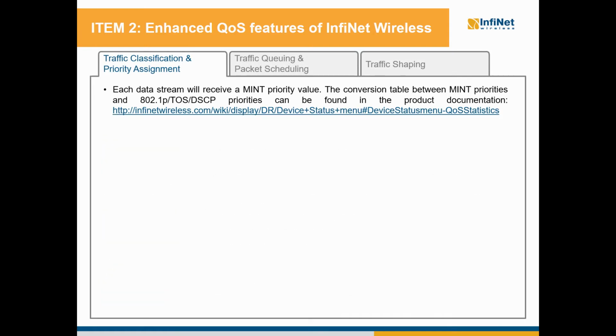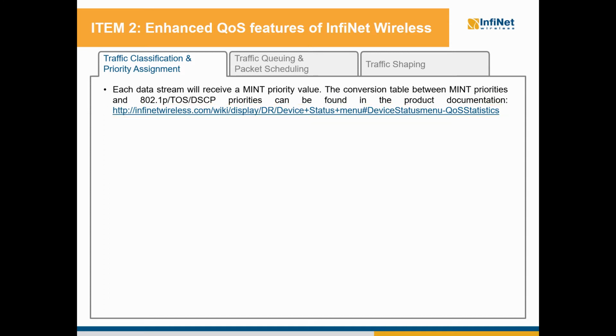Each data stream will receive a MINT priority value. By default, if no rules are configured, or if no other priority tag is recognized, all traffic passing through the node is marked with MINT priority 15, which means best effort. The conversion table between MINT priorities and .1p, TOS, and DSCP priorities can be found in the product documentation at the web address that you can see on the screen.